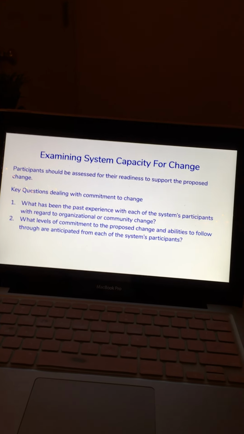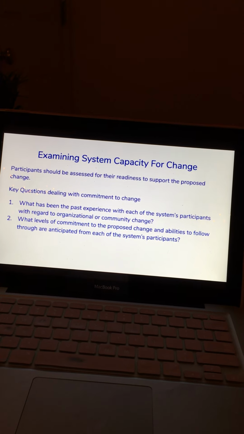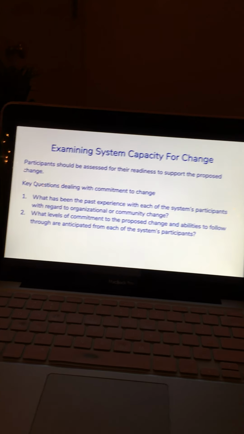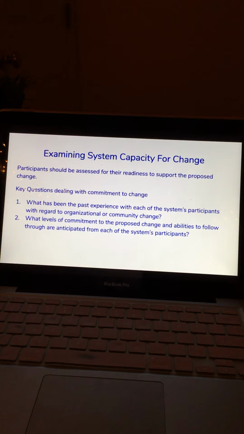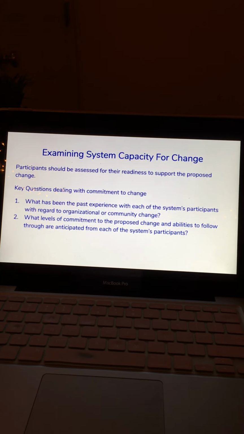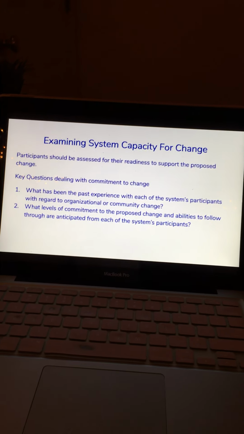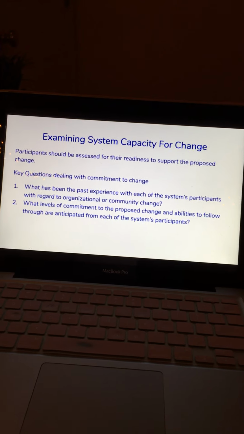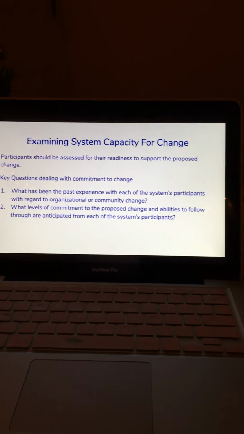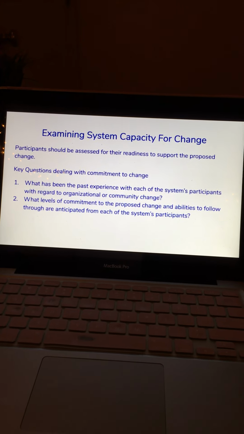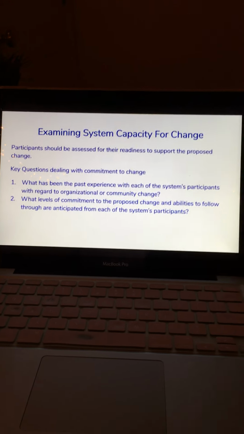So like, what do participants think the change needs to be, and what are their abilities to follow it through? We can't just say, okay, we're going to change this right now. We have to do this. So we need to figure out who has the right abilities to make this move and make this change happen.